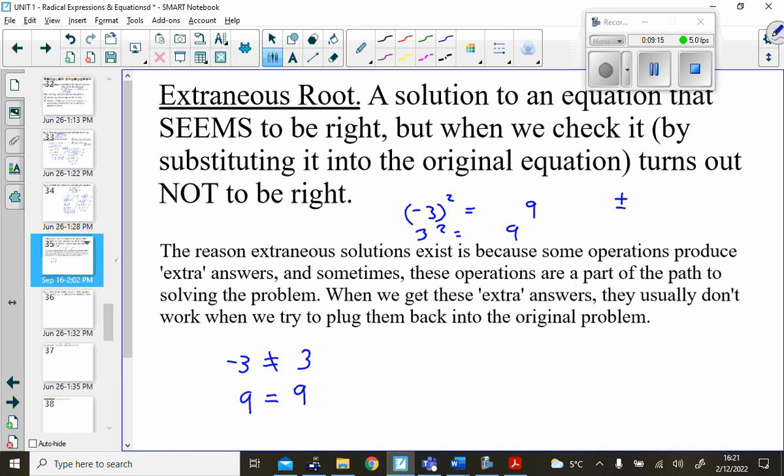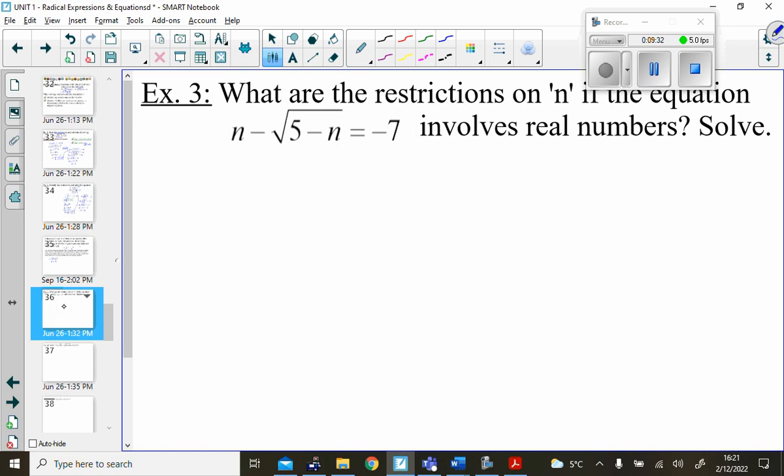So squaring both sides is a problem. You've got to sometimes check that you didn't introduce an error. Okay? That's the whole reason behind extraneous roots and checking it. It's not just me being an anal math teacher. It means you've got to actually check and see if something went wrong.